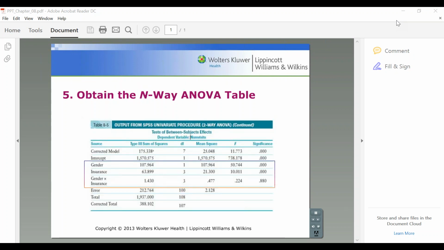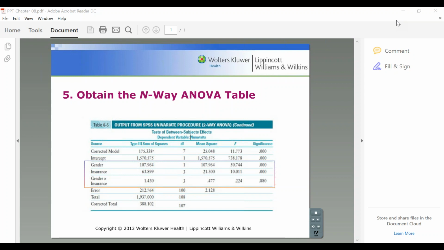So once we plug all the information into SPSS, we get this layout, and it says it's a univariate procedure simply because we only have one dependent variable. If we had more than one dependent variable, we'd run the MANOVA, and it'd be noted as a multivariate procedure. But if you look in the multicolored box here that I included, we're just looking at the 3 rows here: gender, insurance, and gender by insurance. Gender by insurance is our interaction.